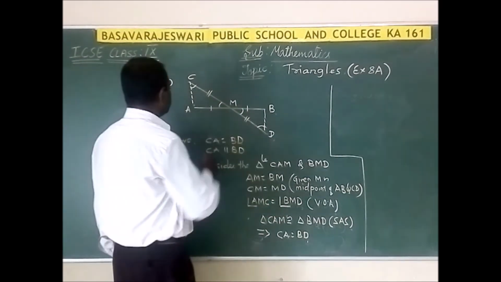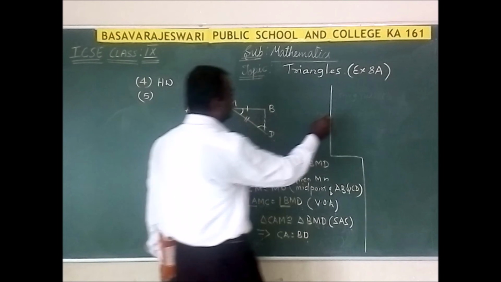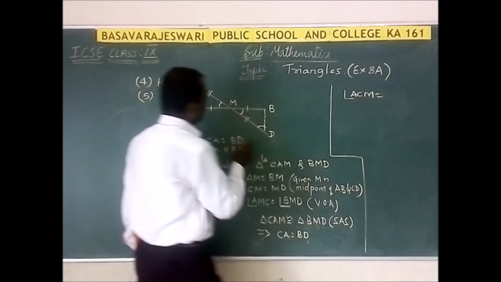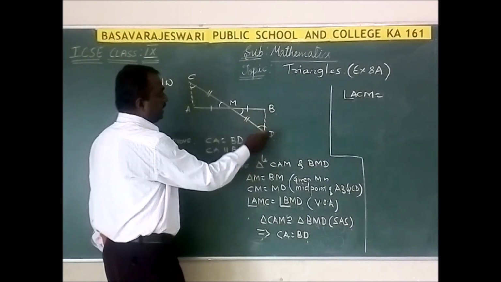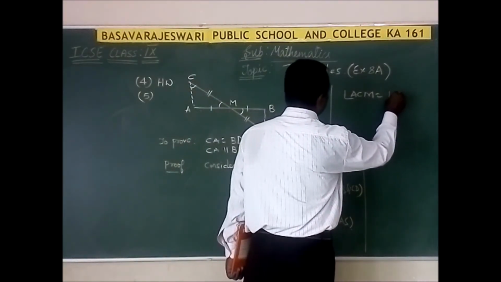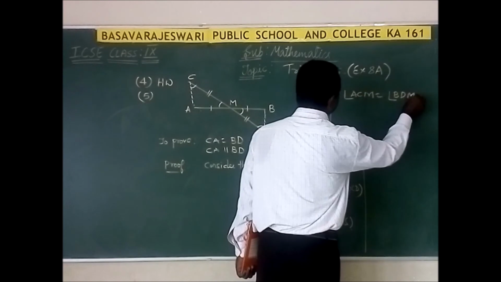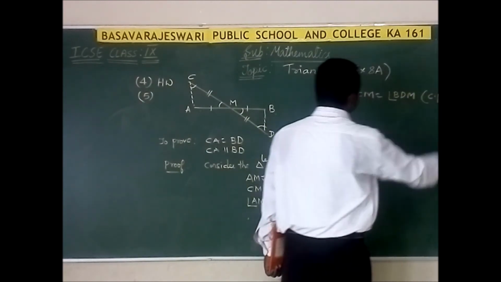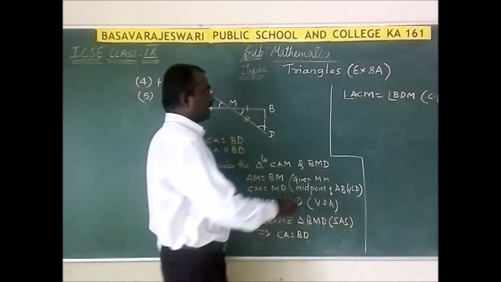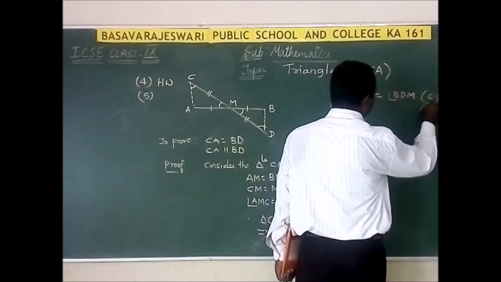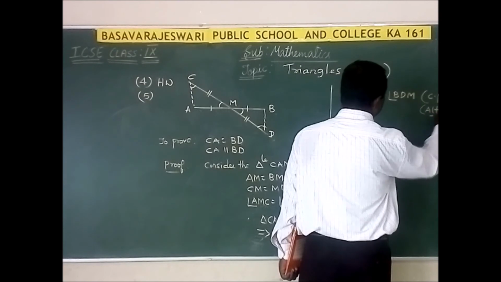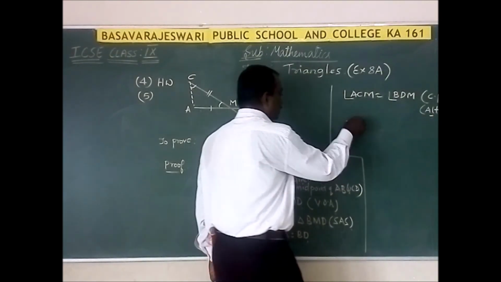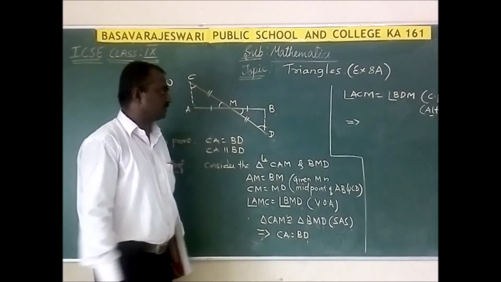So therefore what we can say? Angle ACM is equal to angle BDM by CPCT. Therefore what we can say? It is nothing but they are alternate angles. Therefore we can say one of the conditions for parallelism is satisfied here.